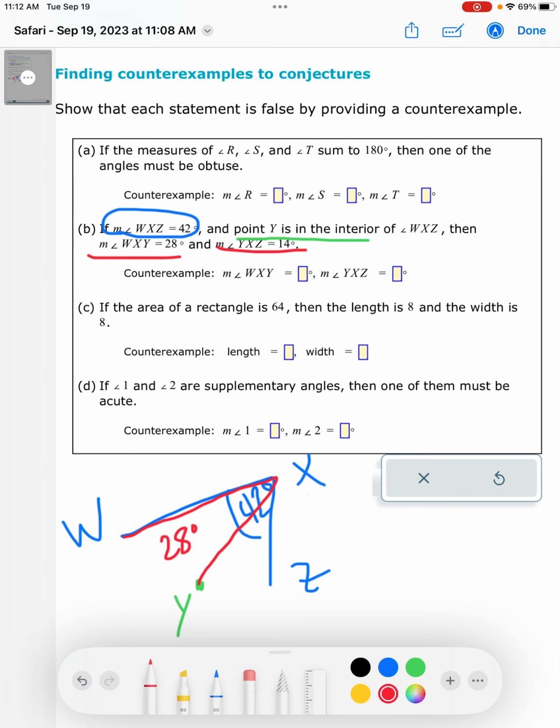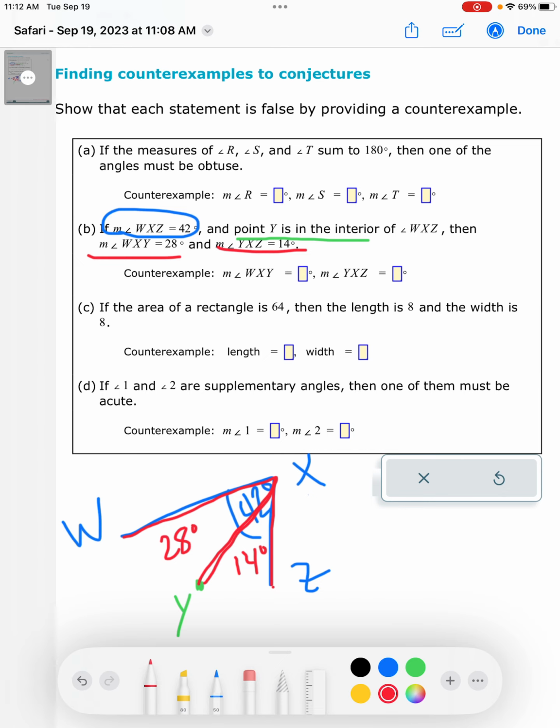And the measure of YXZ would be that angle. Or you know what, let me draw it from Y. So Y to X to Z, which is 14 degrees. And they said that's the only possibility. If you set up that WXZ with the Y in the middle, that's the only possibility for the two new angles that we can make.